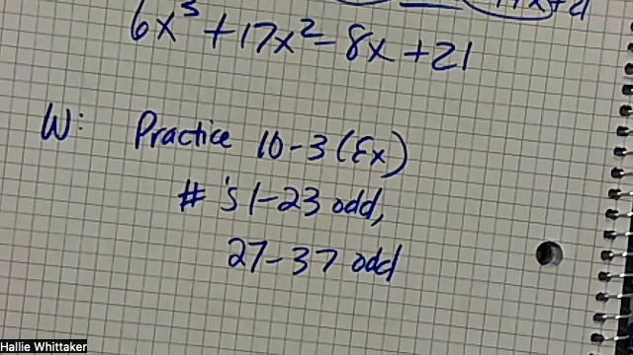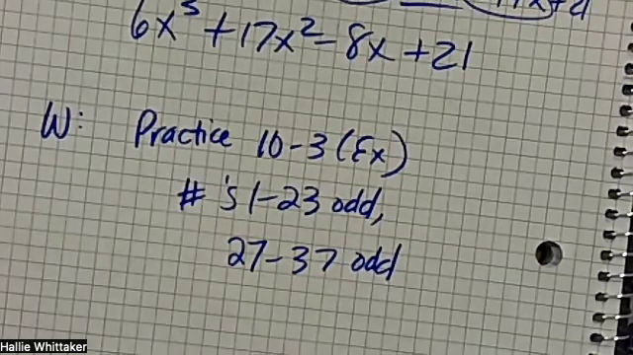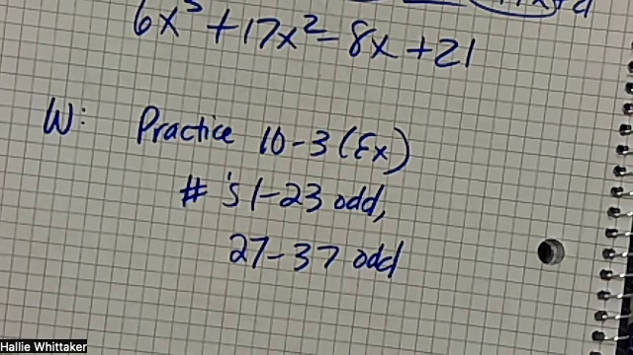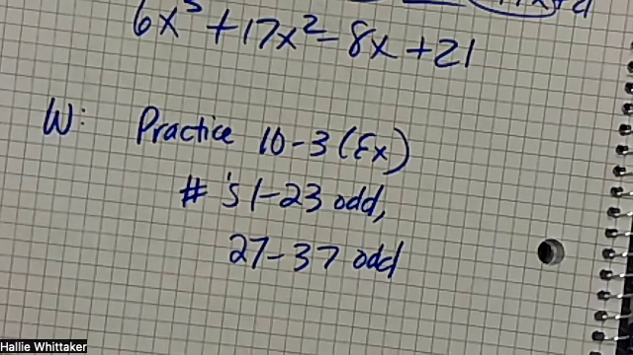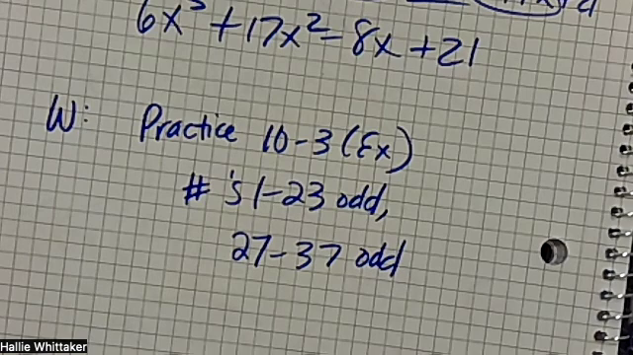FOIL is only for a binomial times a binomial. So it really doesn't get any, I mean, they may change it up where you have like a 6x cubed minus 4x squared, but it wouldn't get much worse than that. Not that I know of, but y'all know I don't know everything, so yeah. That sounds a little scary.